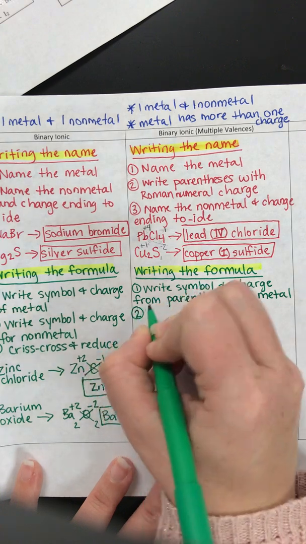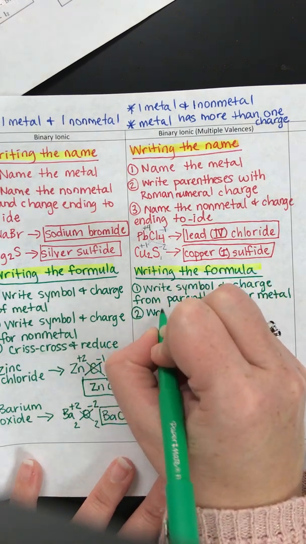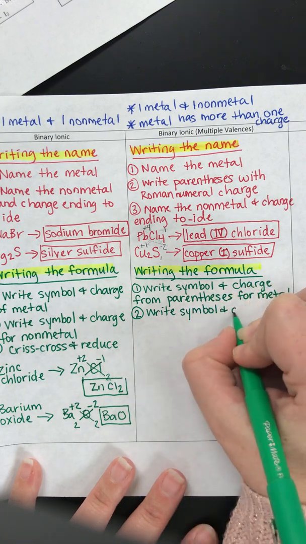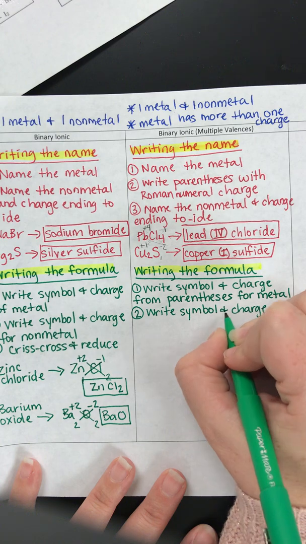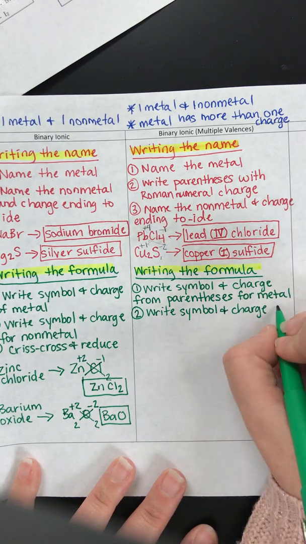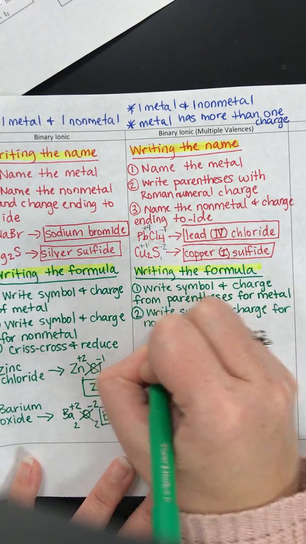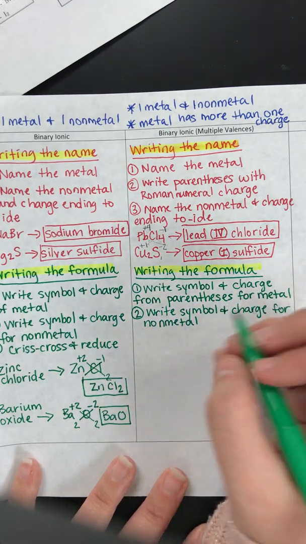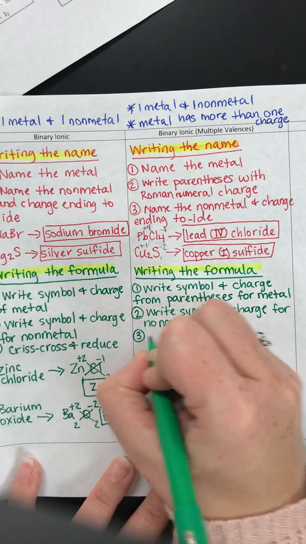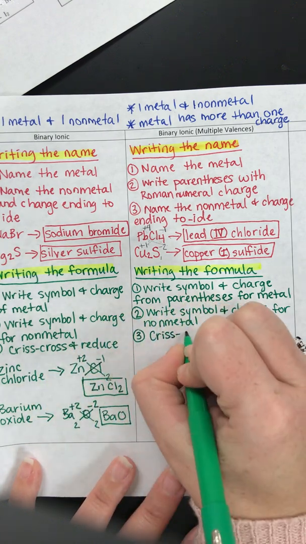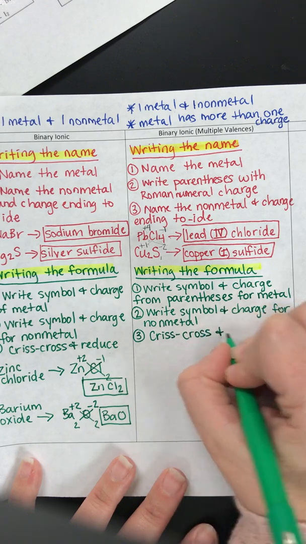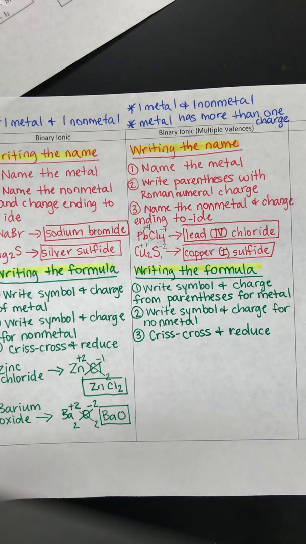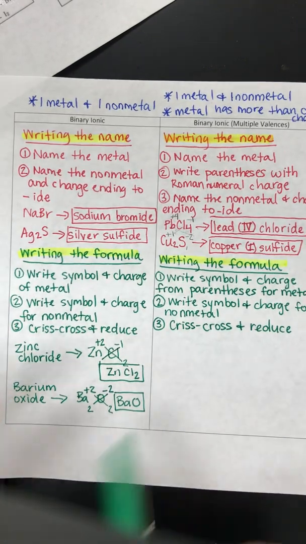All right, then our step number 2 is write symbol and charge for the nonmetal. And that's going to come from the periodic table. Okay, and then our third step is going to be just like this one. It's going to be to crisscross and reduce. And you're going to see that a ton throughout these notes. That last step is always going to be crisscross and reduce. Okay, so now let's do some examples here.